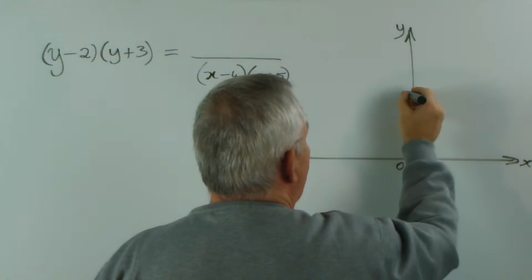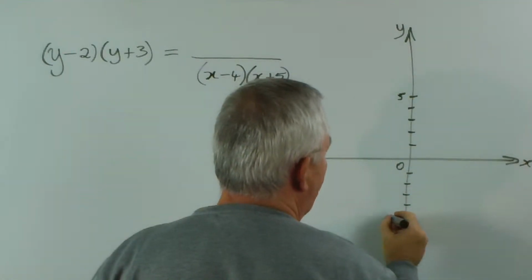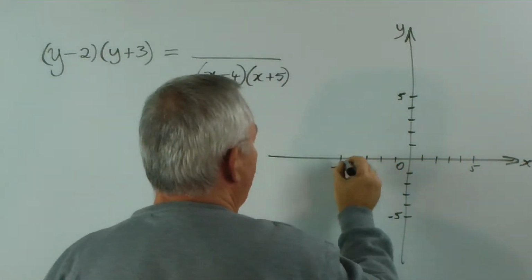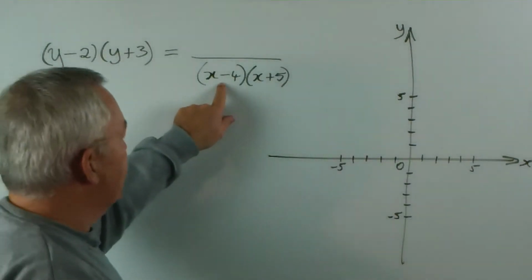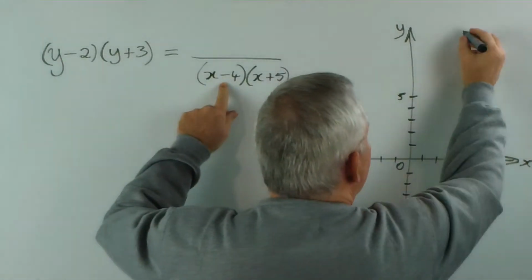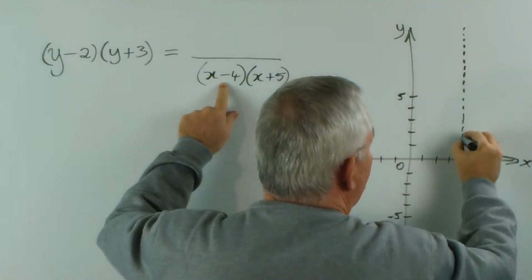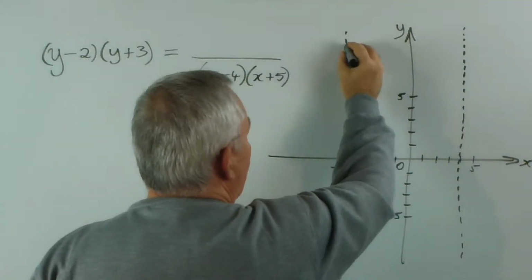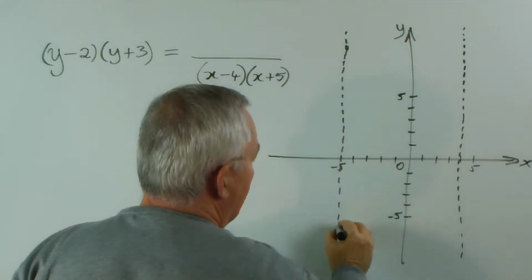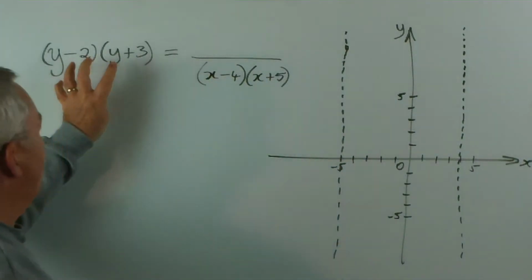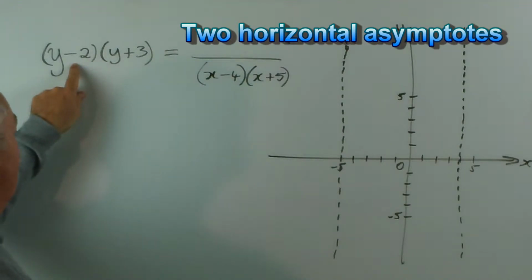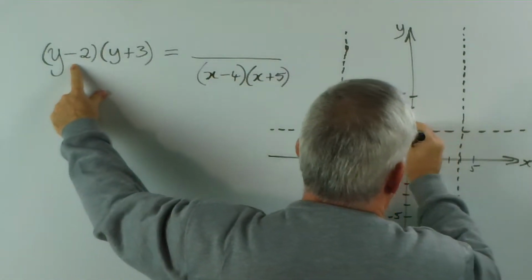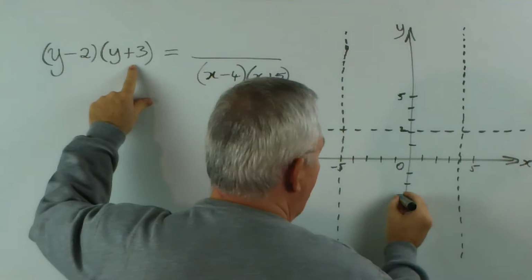One, two, three, four, five. One, two, three, four, five. Good. Vertical asymptotes. There's one at plus 4. And there's one at negative 5. So far so good. We have two vertical asymptotes, one at y equals 2, and one at y equals negative 3.